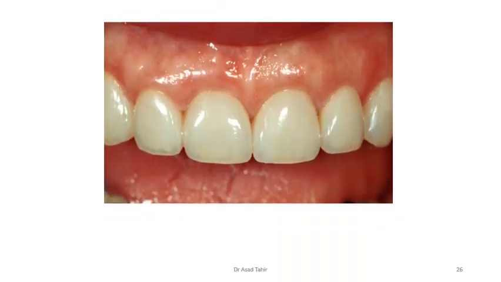Four-year recall photograph after placement of the final restorations for the patient in Figure 66.10. Note the tissue level has been maintained, with a sulcus depth of 2 mm on the facial surface.